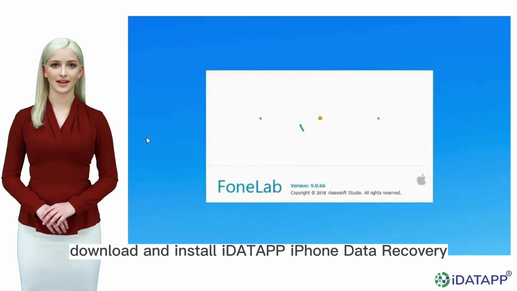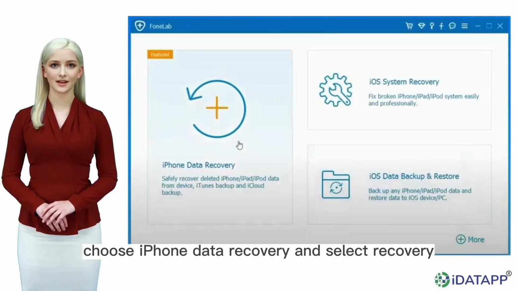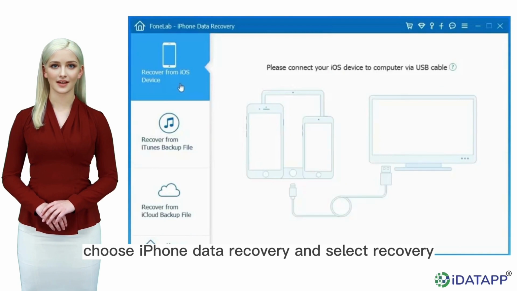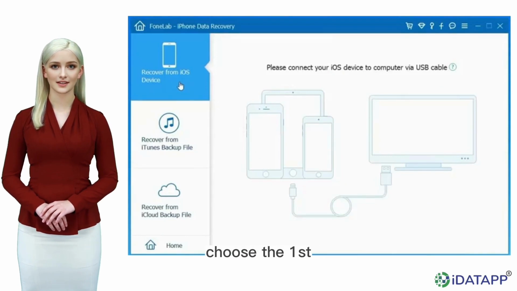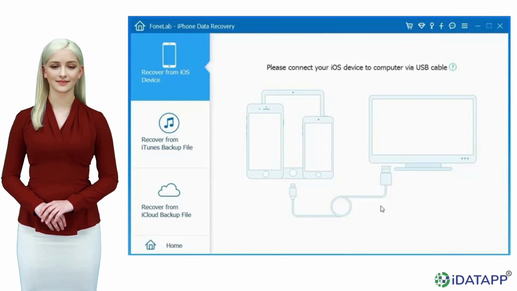Step 1. Download and install iData by Phone Data Recovery on your computer. Choose iPhone Data Recovery and select Recover from iOS devices. Choose the first mode and connect your iPhone to the computer with a USB cable.